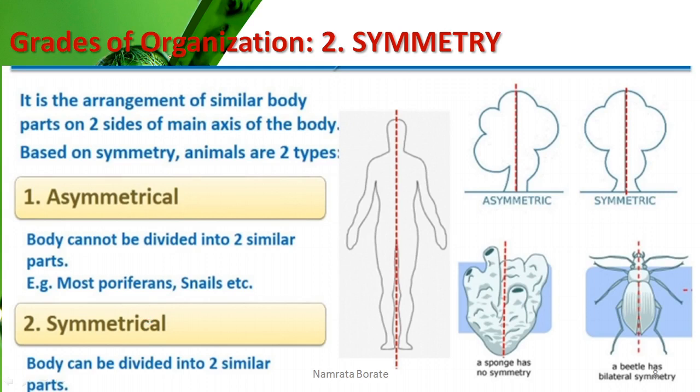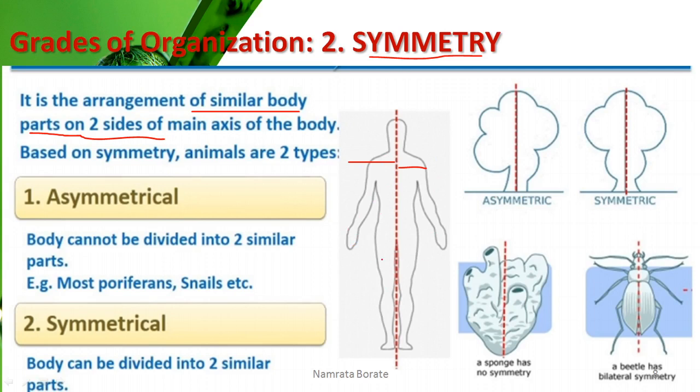The second grade of organization, that is says as the symmetry. It is the arrangement of similar body parts on two sides. So this one is one side and this one is the another side. The similar body part is there.